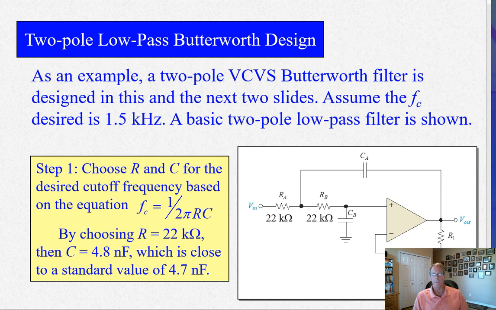And so we get 22K. You set all the capacitors and all the resistors equal. In other words, the two capacitors are both 4.7 nanofarad. The two resistors are 22K.